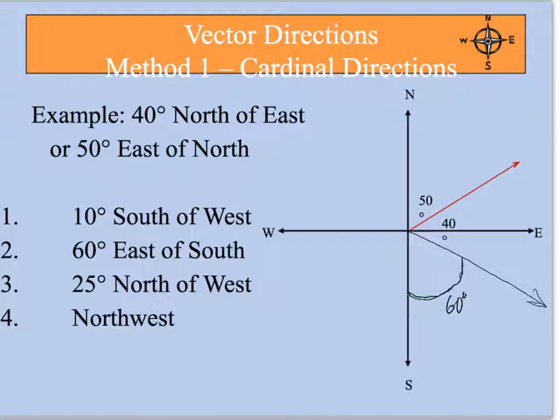Well, could I also write it in a different way? Again, what we're saying is, what's this angle here? If you know that this entire quadrant is 90 degrees, then 90 minus 60 is going to give you 30. And that would be 30 degrees south of east. Again, we just switched the words. So 60 degrees east of south and 30 degrees south of east are the same vector.